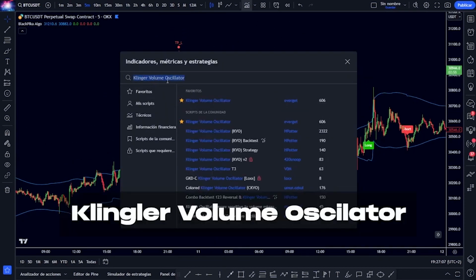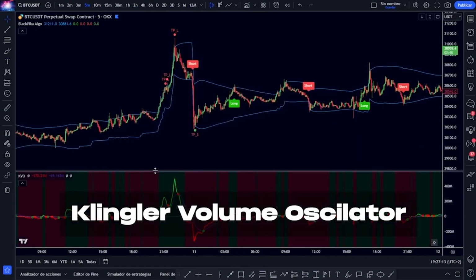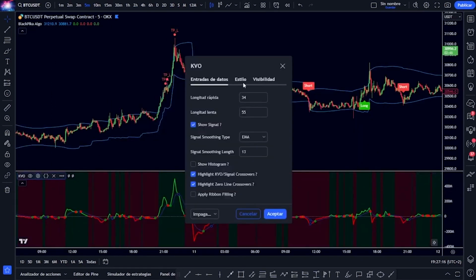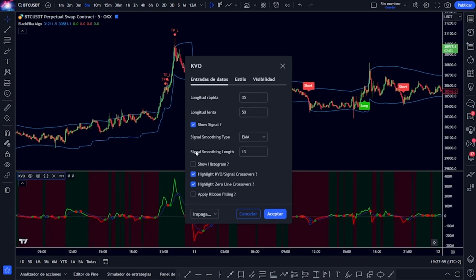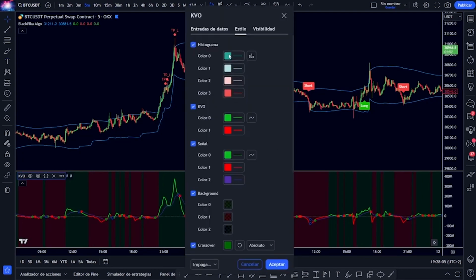It is called Klinger Volume Oscillator. Click on it and we will go directly to configuration. In the fast length we change the 34 to 35, and in the slow length we will set 50. In the part of the signal smoothing length we will change the 13 to 16, and we can go directly to style and place it to our taste.